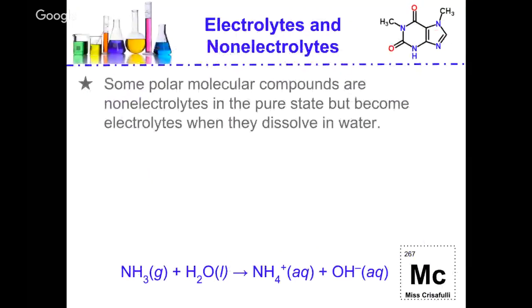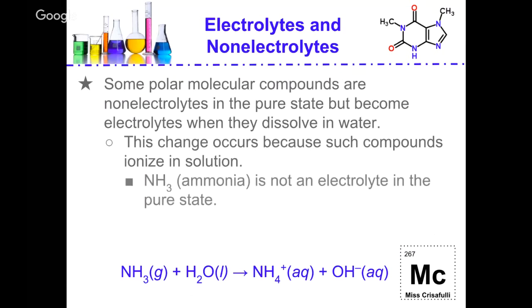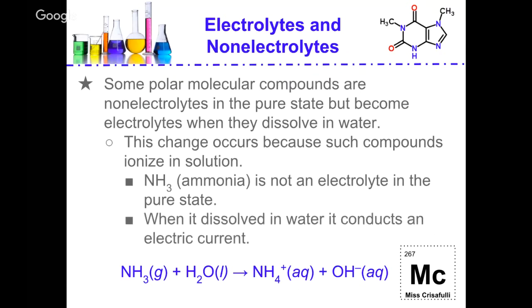Some polar molecular compounds are non-electrolytes in pure states but become electrolytes when they're dissolved in water. This change occurs because such compounds ionize in solution. Ammonia is one of those things. When it dissolves in water, it will conduct an electric current.